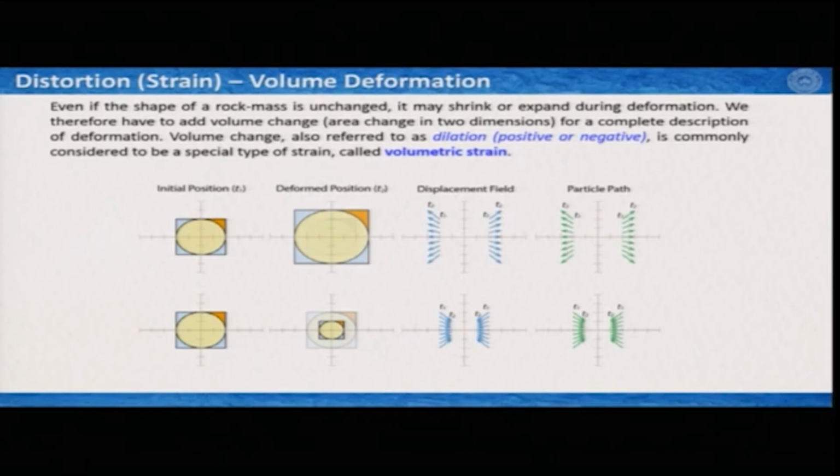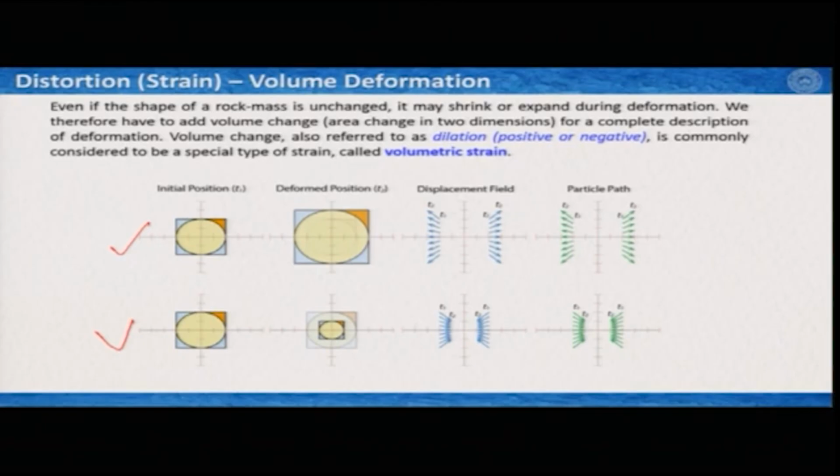And here we have very similar examples, two configurations. In the first case, the volume expanded, therefore the displacement fields and the particle paths are outwards. In the second case, the volume shrank, and therefore both displacement field and particle path are towards the center of this object.